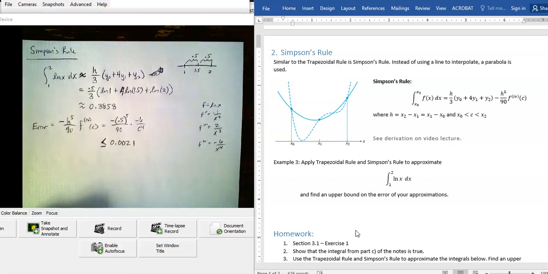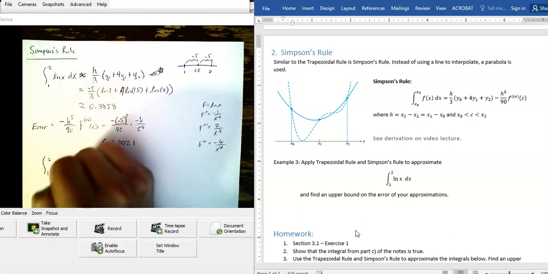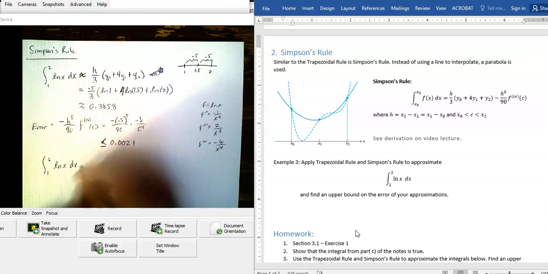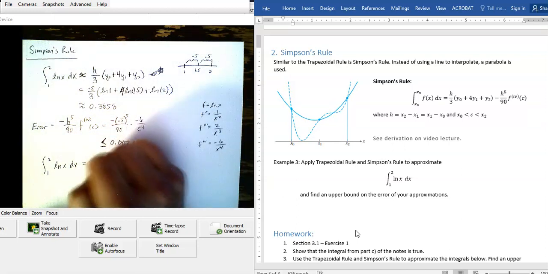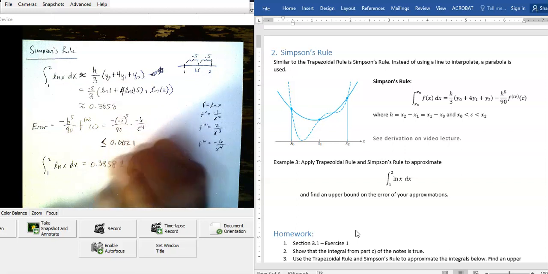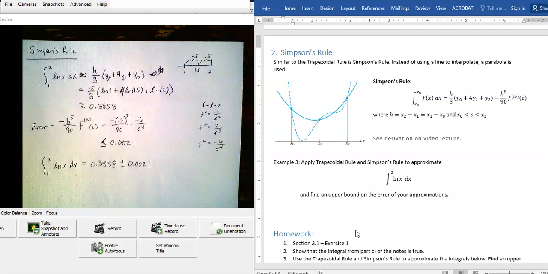So Simpson's rule tells us that the integral from 1 to 2 of the natural log of x dx is equal to 0.3858 plus or minus this value here. Okay? So we've gotten a better approximation than the trapezoidal rule. Okay?